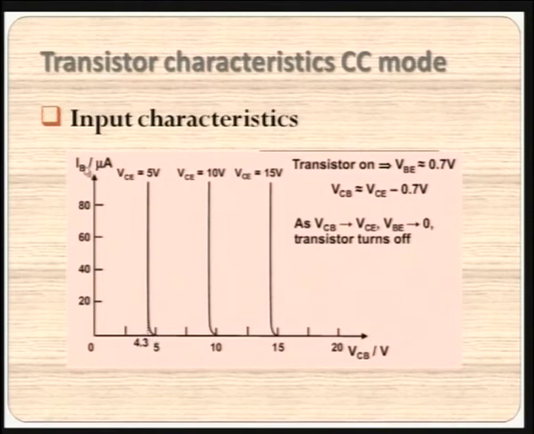What happens when the input current is very less? It is not able to bring this 0.7 volt across the base emitter junction. That is why this formula is applicable: the VCB is VCE minus 0.7. After that, when the 0.7 is not reached because the base current is less, VBE will also be less. So in that condition, the VCB will be almost equal to VCE itself. So that is represented here.